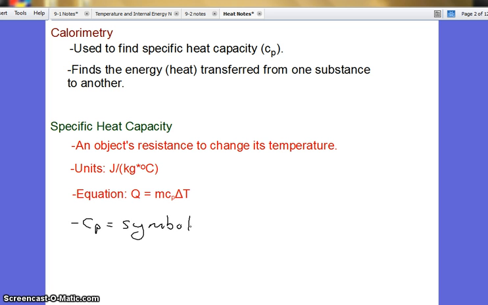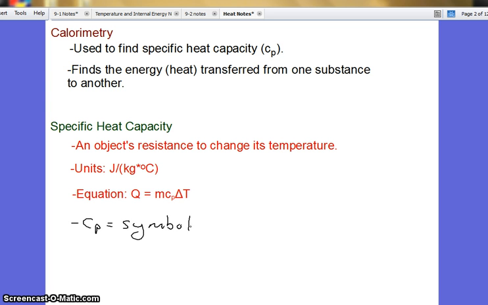There's different values for specific heat capacity based on whether it's a constant pressure or, let's say, a constant volume. In most of our situations, we're going to be dealing with atmospheric pressure, things open to the atmosphere, and so we will have these values. The units are joules per kilogram times degree Celsius, and our equation is that the amount of heat transferred is equal to the mass times that specific heat capacity times the change in temperature.